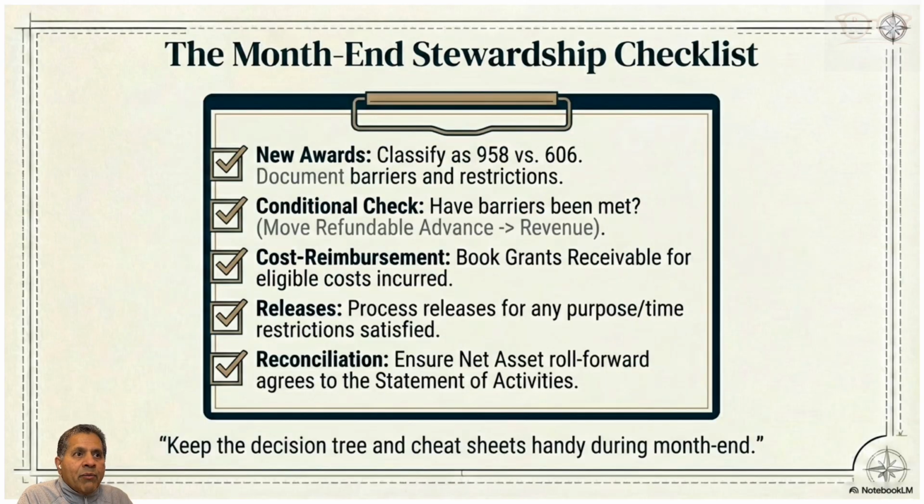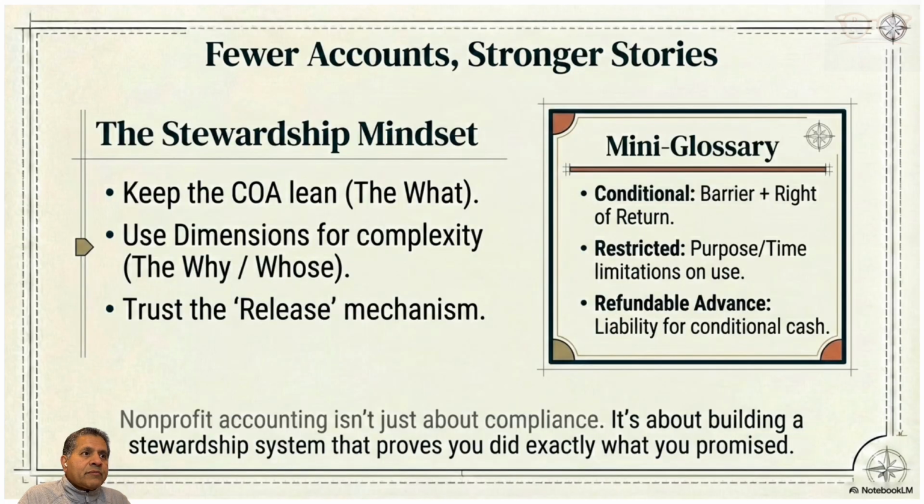So to keep the system healthy and operational, you need a month-end checklist. And this is what it might look like. 1, check new awards against the decision tree. 2, check your conditions. Did we meet any barriers? 3, book your cost reimbursement receivables. 4, process your releases. And 5, reconcile your net assets. Now keep the decision tree handy during this process.